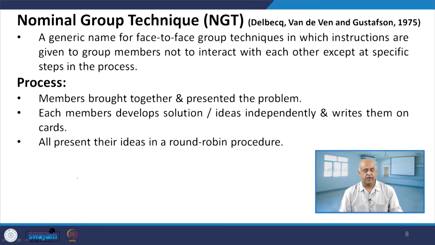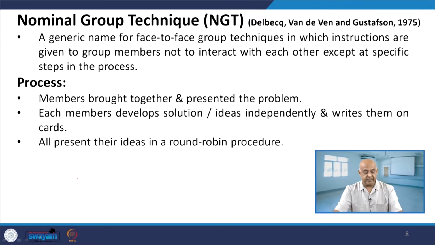Then the next method is the nominal group technique. Delbecq, Van de Ven and Gustafson in 1975 gave this nominal group technique, a generic name for a face to face group technique in which group members are instructed not to interact with each other except at specific steps in the process. And what will be the process? Members are brought together and presented the problem. Each member develops solution ideas independently and writes them on cards. All present their ideas in a round robin procedure.